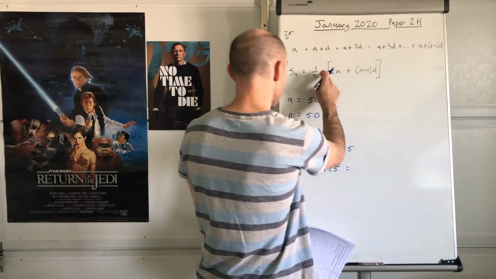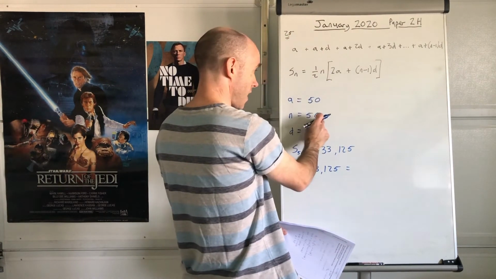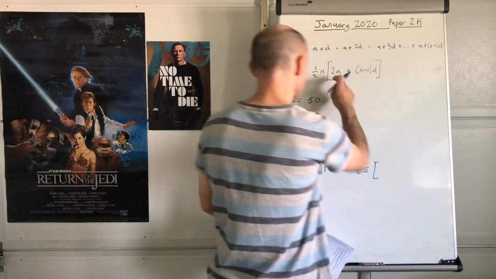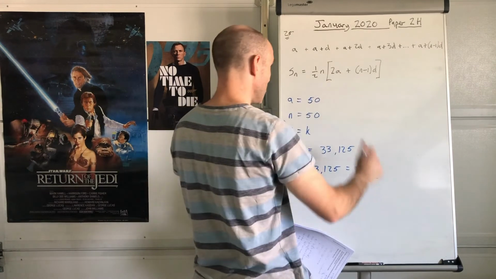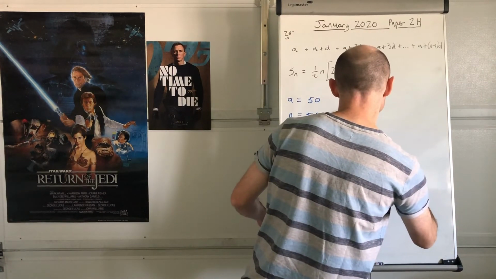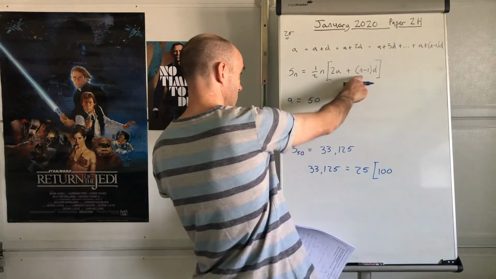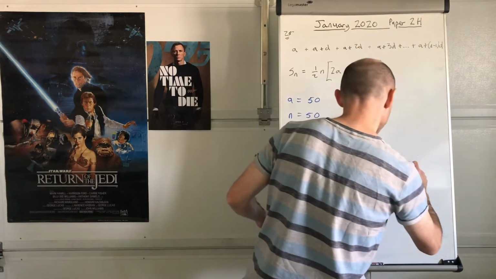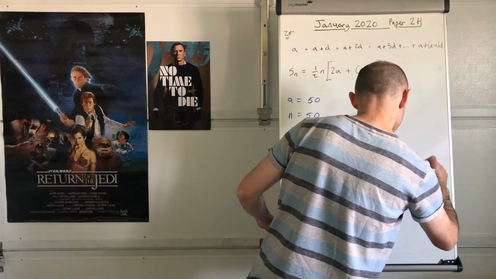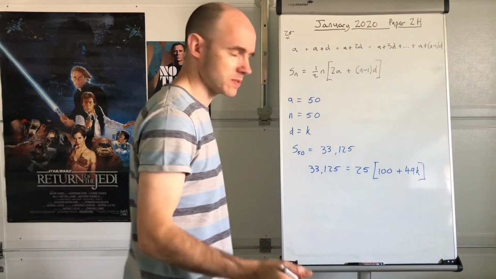So we've got 33,125 equals a half of n. So that's half of 50, which is 25. Open the brackets. 2a, so 2 times 50, which is 100. Plus n minus 1, so 50 minus 1 is 49. And we use k instead. You see that? And we just solve that.